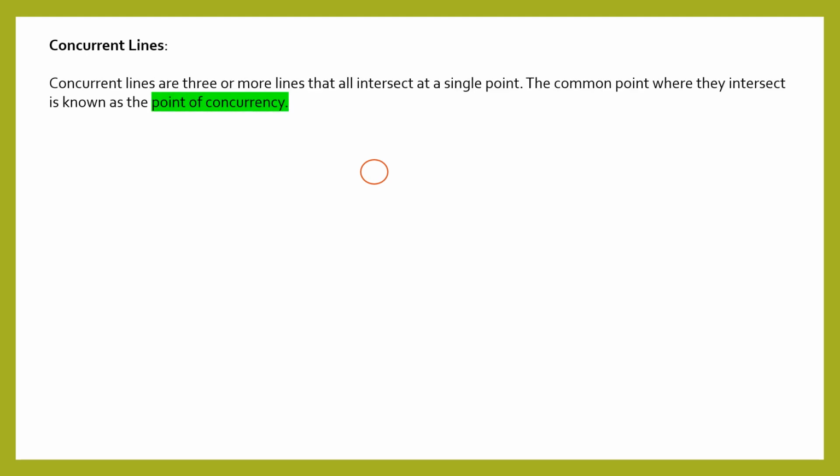Understand two more interesting lines. Concurrent lines. Concurrent lines are three or more lines that intersect at a single point. The common point where they intersect is known as the point of concurrency.